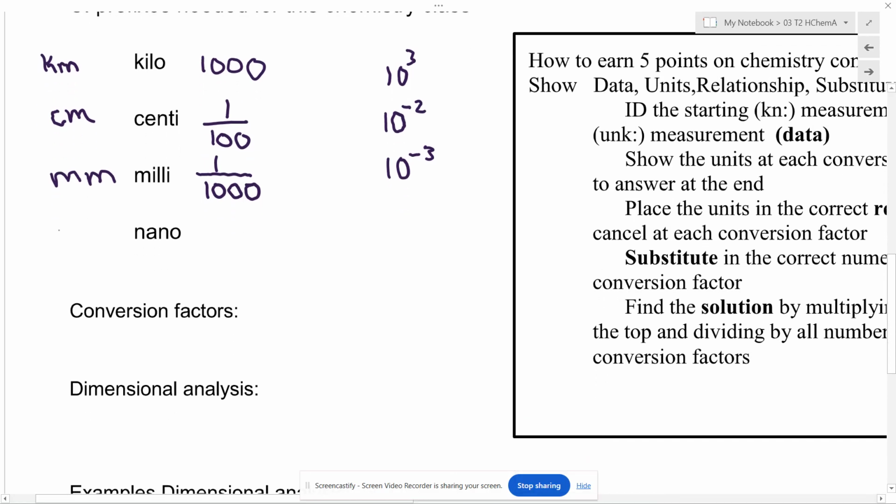And nano. Nano is, we're getting down here to like the wavelength of light. It is a tiny measurement if you're talking about meters. It is 1 billionth. There's 1 millionth. Here's 1 billionth. Okay. So it's 1 billionth. And that's where it really gets easier to write in scientific notation. 1 times 10 to the negative 9. Okay.